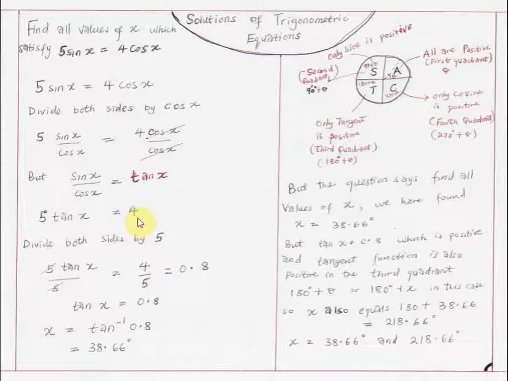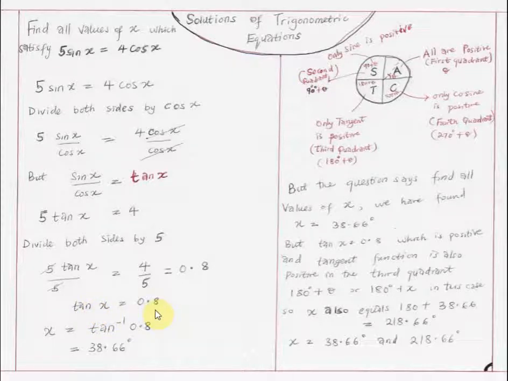So now what do we do? We're trying to find the value of x here, and now we have this 5 multiplying tan x. We can divide both sides by 5. So if we divide both sides by 5, we'll have 5 tan x divided by 5 equals 4 divided by 5, because we have a 4 here, so we divide by 5. Now 4 divided by 5 is 0.8. 5 cancels 5 here, so we're left with tan x on this side and 0.8 on this side. So tan x equals 0.8.